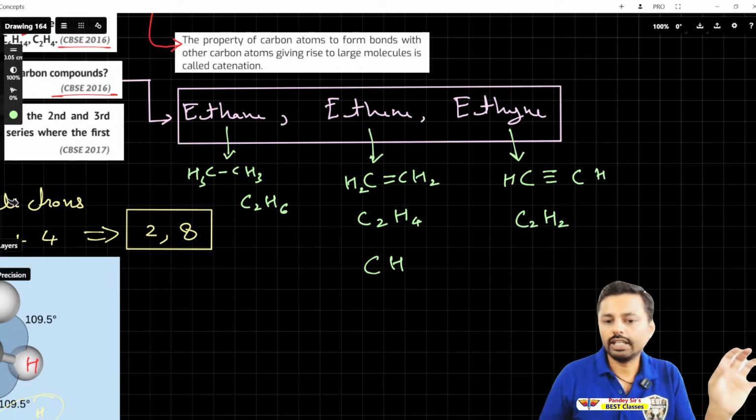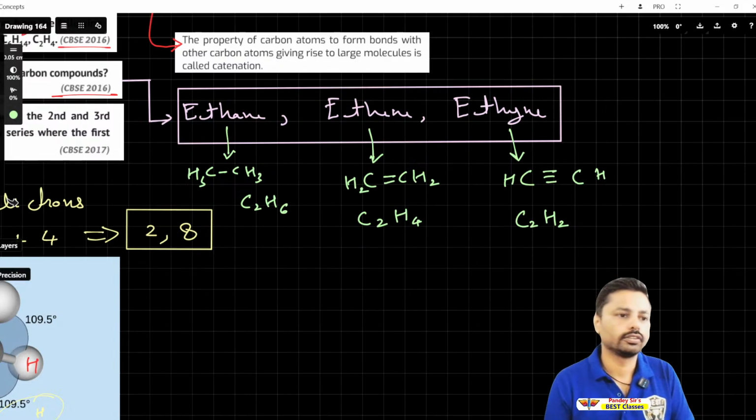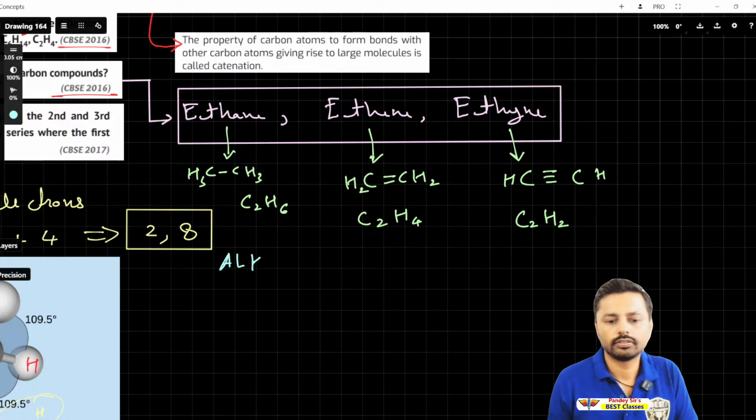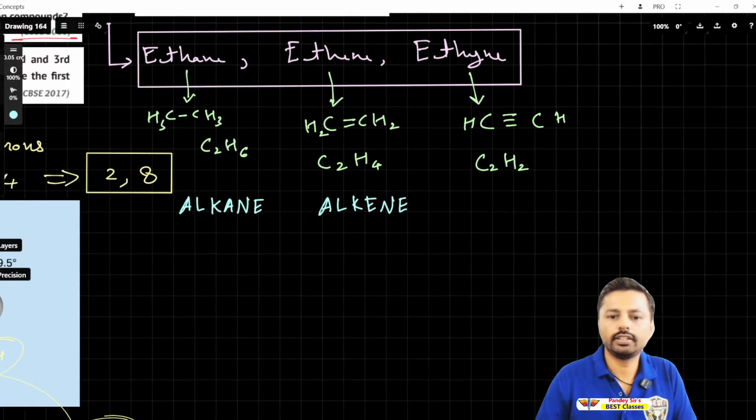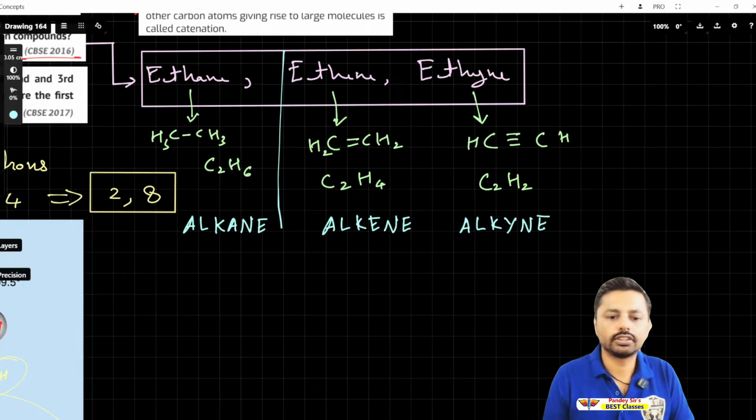So the names of their families, the surnames, are alkane, alkene, alkyne. Take a screenshot so that you will never get confused and you will always understand this thing.